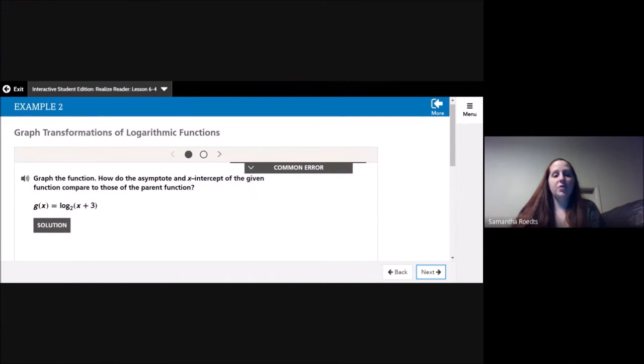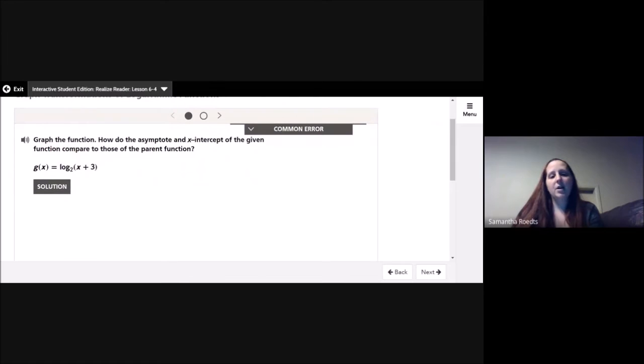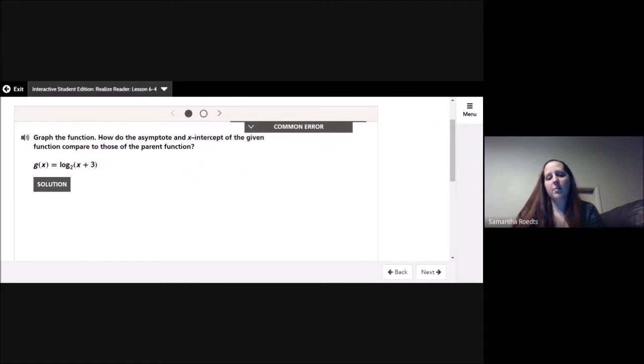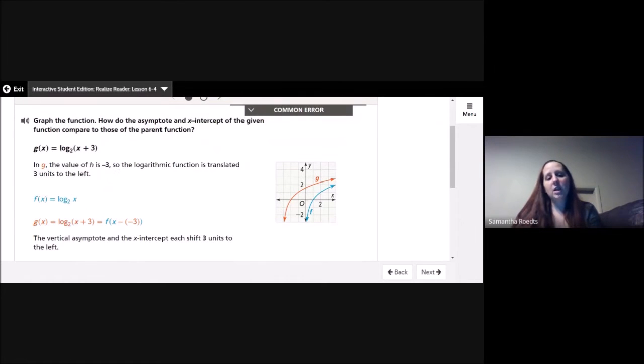Right, example 2, graph transformations of logarithmic functions. So just like we did with absolute value functions, with quadratics, with linears, same type of thing happens. You can move a logarithmic function up, down, left, or right. You can also squeeze it or expand it depending on what you add, subtract, multiply, or divide with from it. So graph the function. How do the asymptotes and x-intercept of the given function compare to those of the parent function? So I have log base 2 of x plus 3. In g, the value of h is negative 3. So the logarithmic function is translated 3 units to the left.